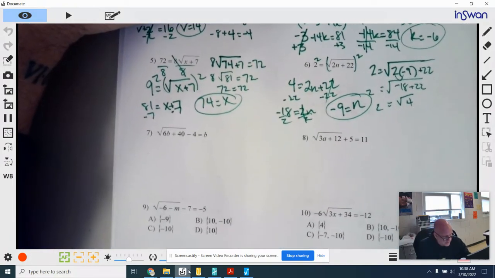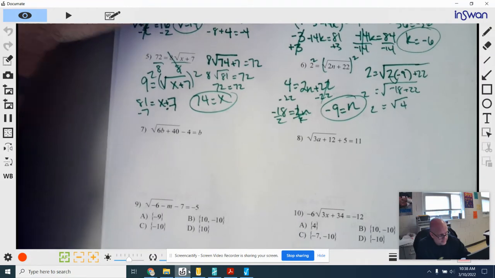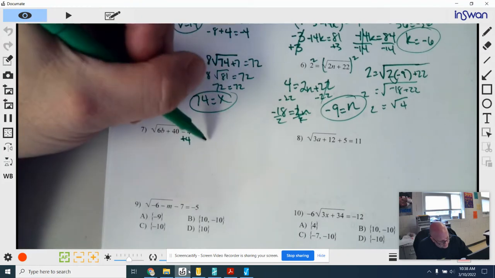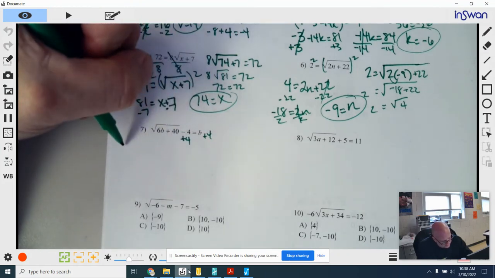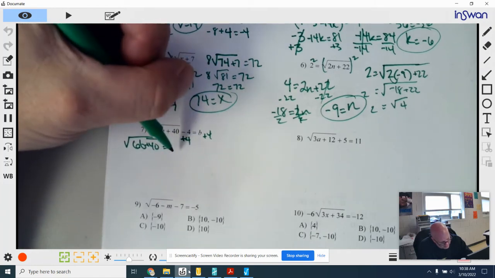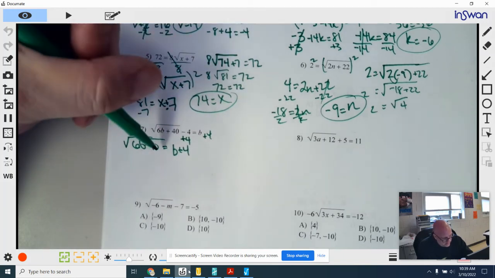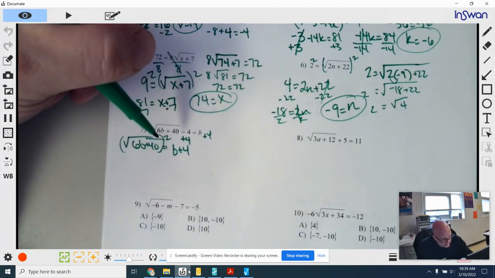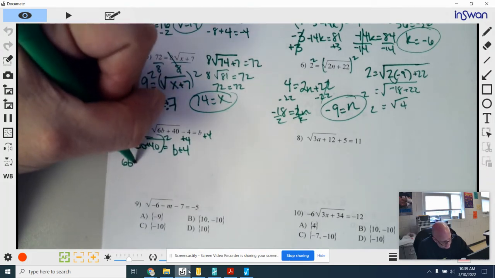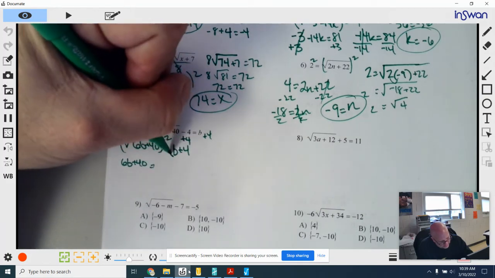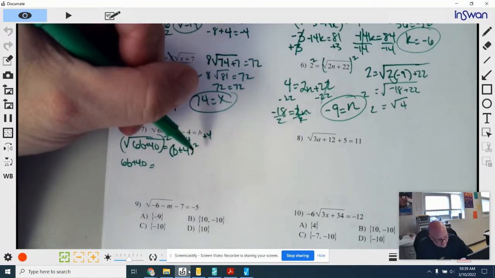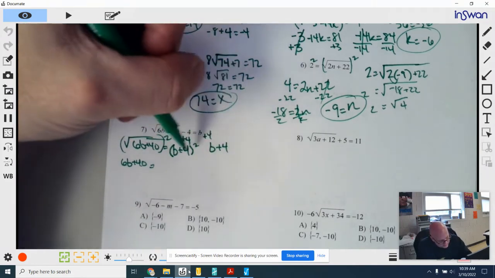Okay, number 7. So on number 7, we have this 4 that needs to be moved. So I'm going to move it over here. Okay, so it frees up. You've got 6b plus 40 under the radical symbol. But now on the right side, you've got b plus 4. Okay, so I'm going to square this to free up like we've been doing before. So out drops that 6b plus 40. However, over here, you've got to square the whole thing. So here's where we have to employ the FOIL method again. b plus 4 quantity squared.